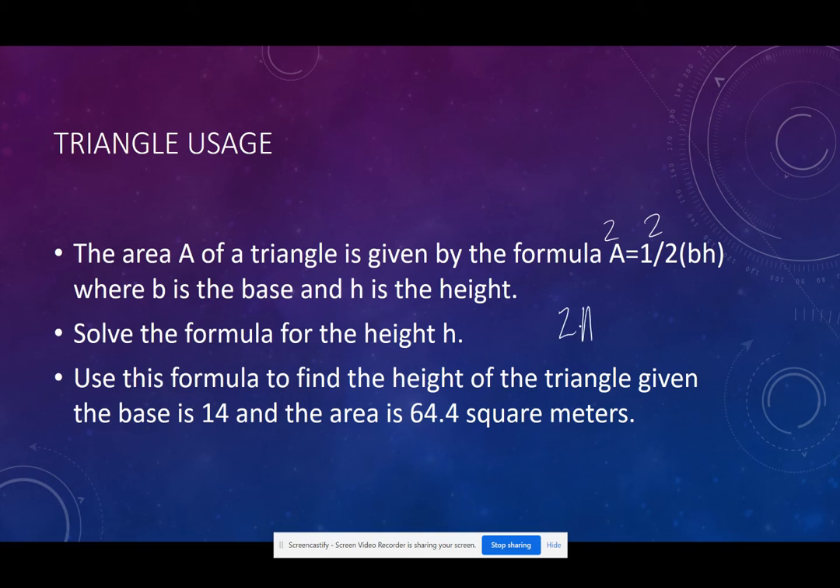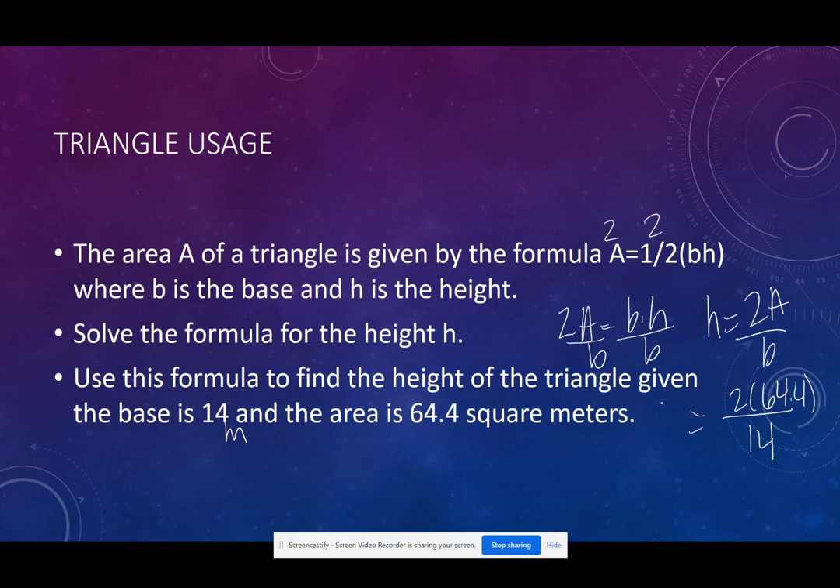So I get 2a equals base times height. We want to get the height alone, so we divide by b. And we get height equals 2a divided by b. Then we're going to plug in. So this should say meters here. So the base is 14. The area is 64.4 equals the height.